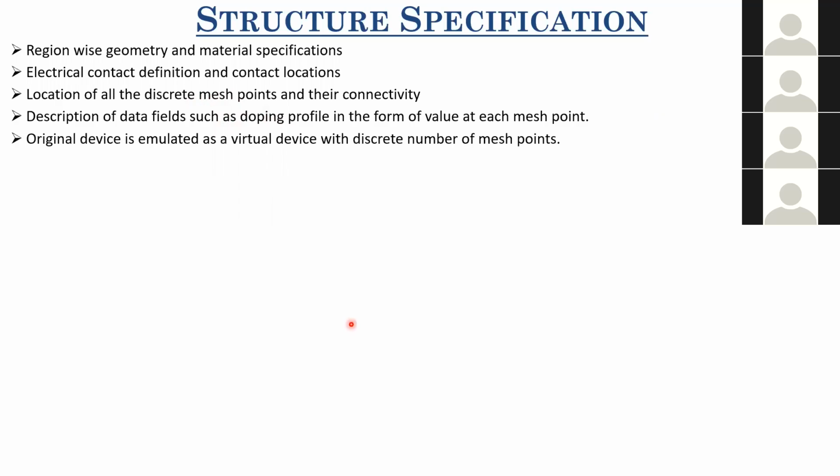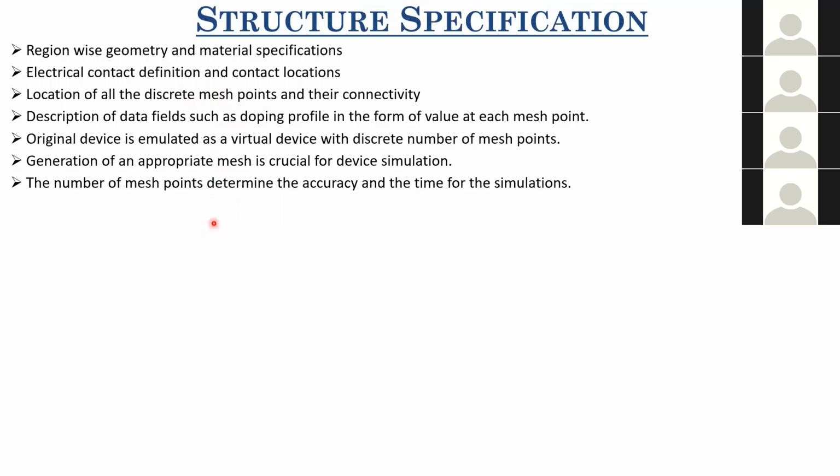discrete mesh points. Now this original device, as I told earlier, is emulated as a virtual device, which is discontinuous with a discrete number of mesh points. And generation of these mesh points is actually crucial for device simulation. The number of mesh points determines the accuracy and the time for simulation. So this is the point which needs discussion.